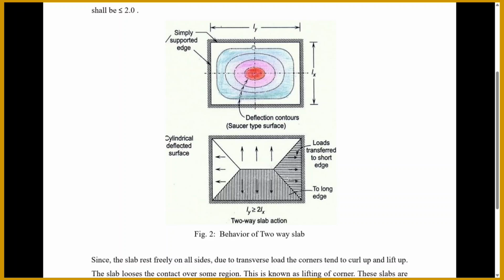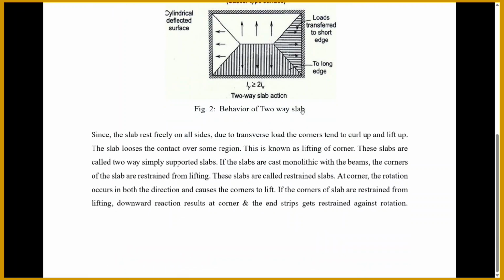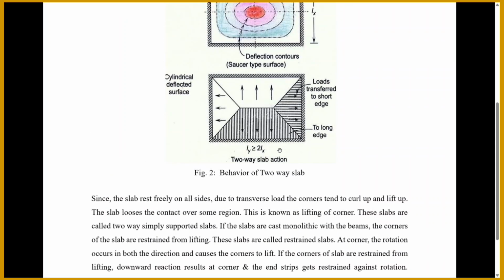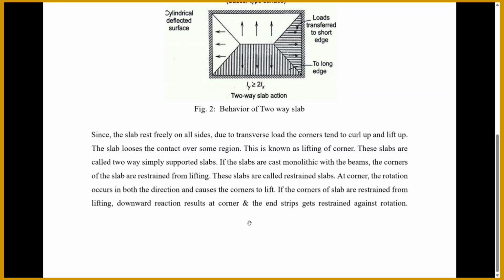This is the simply supported edge, and this is the deflection. As you can see, figure 2 is the behavior of the two-way slab. Since the slab rests freely on all four sides, due to the transverse load the corners tend to curl up and lift up. As you see in the figure, the slab loses contact over some region.